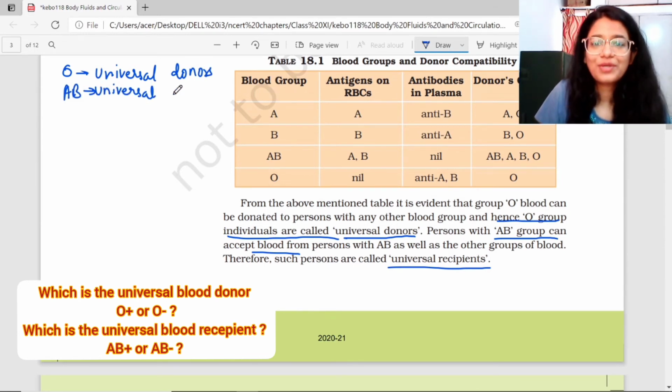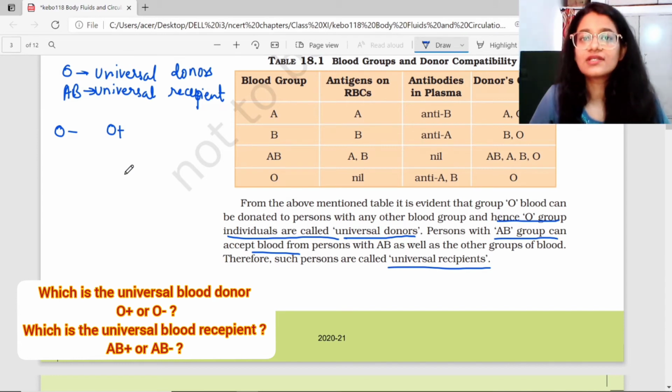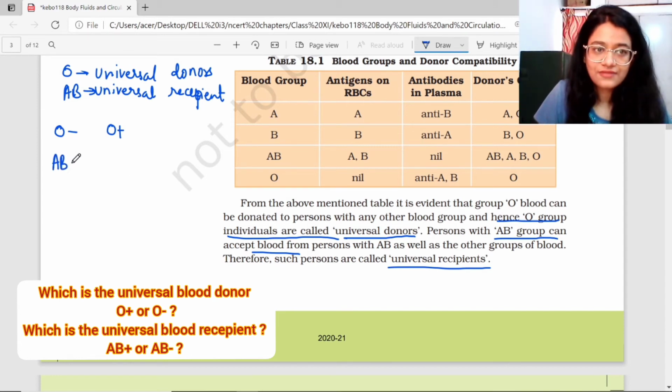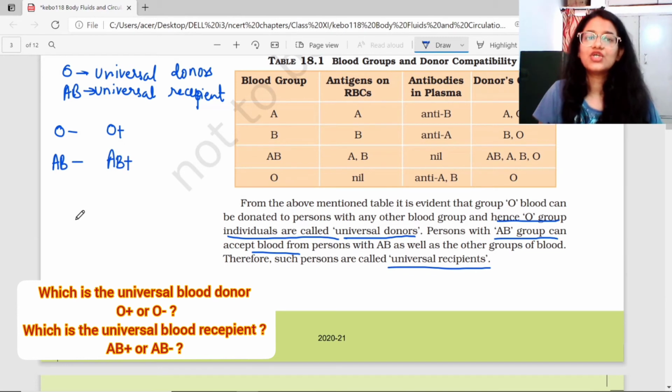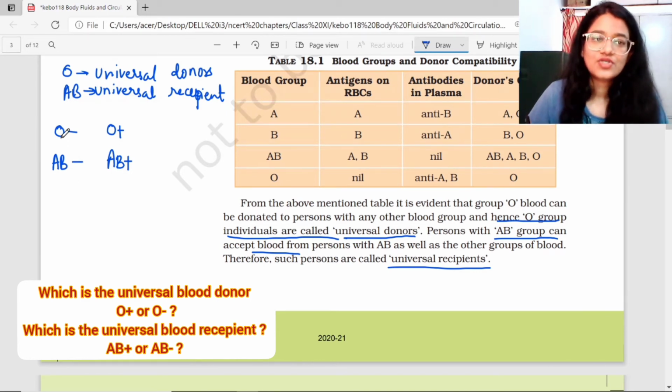But the question which will come will not be that easy, because this is very simple to understand, right? Now, the question will be: out of O negative and O positive, which will be the universal donor? Similarly, out of AB positive and AB negative, which will be the universal recipient? So this complicates the question a little bit more. Now, as you know, plus and minus, that is positive and negative, stand for the presence or absence of Rh antigen, correct? Now, just think about it, pause the video for a moment and think: O negative or O positive, which will be the universal donor?